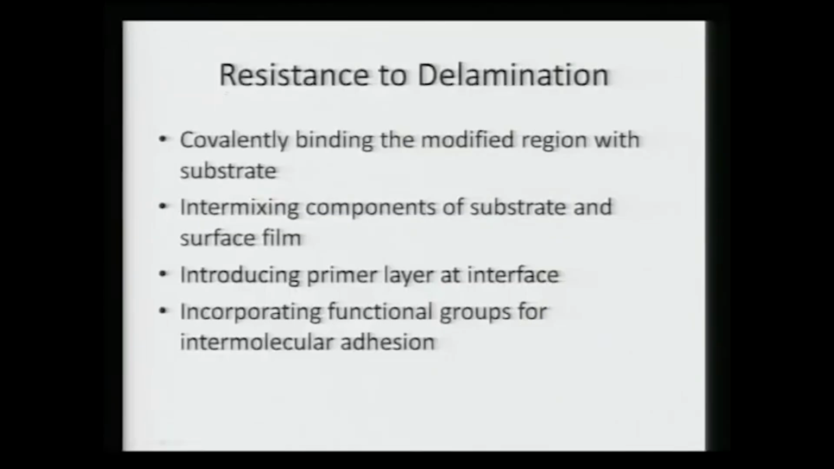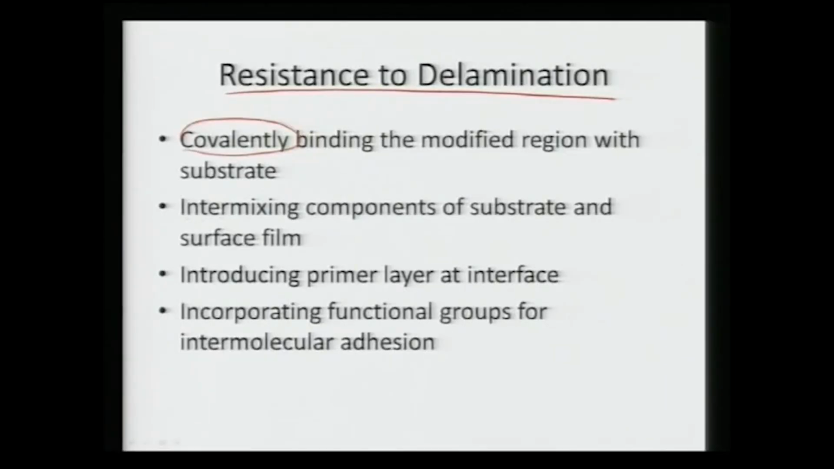In order to reduce the overall delamination or enhance the resistance to delamination, we can provide certain covalent binding of the modified region with the substrate. So, instead of only van der Waals forces or electrostatic forces to cover the surface, we can also impart certain chemical reactions and induce chemical or covalent bonds with the surface. So, we have the surface bound with a covalent bond to the applied coating, and in the process it makes it much stronger. We can also enhance the resistance to delamination by intermixing components.